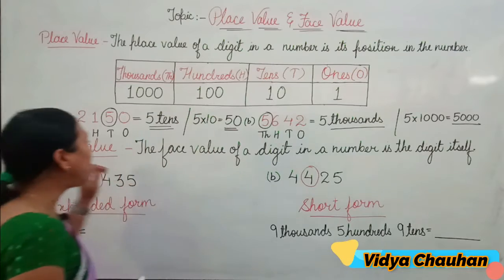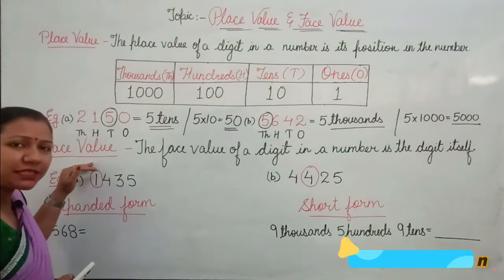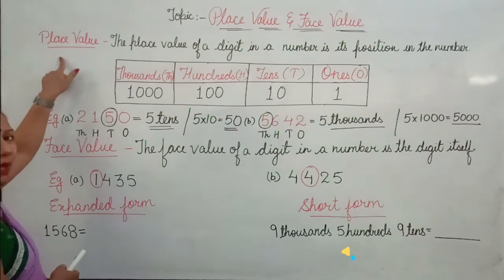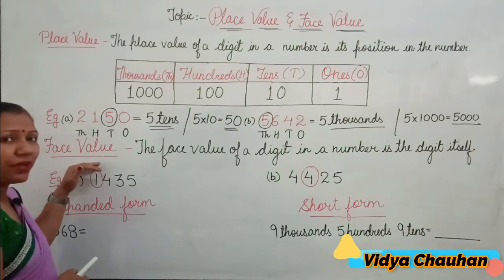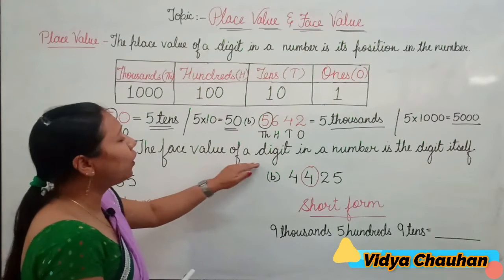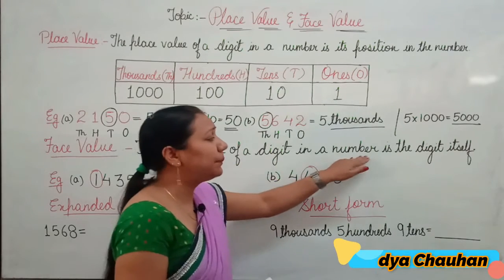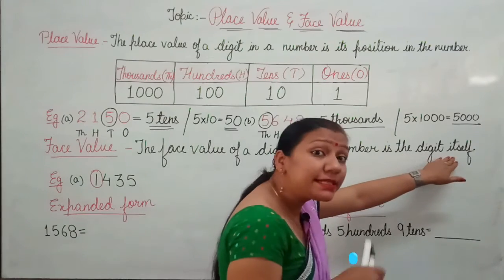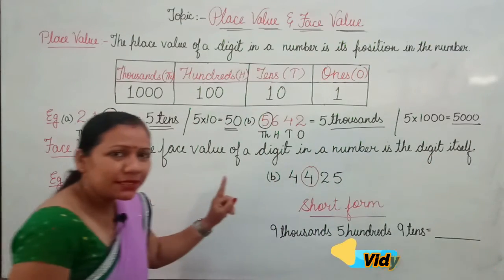Right students? After this the next part is face value. We have studied place value, now it is face value. The face value of a digit in a number is the digit itself. Right?